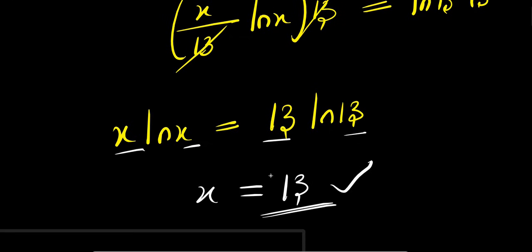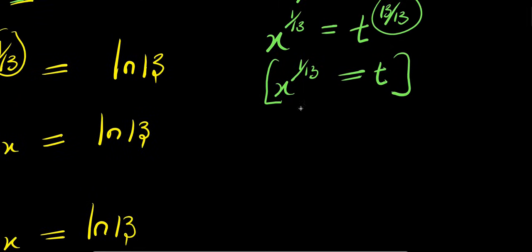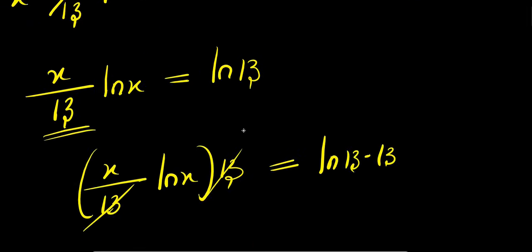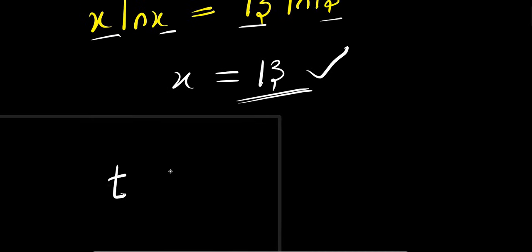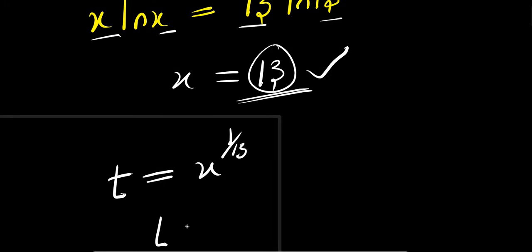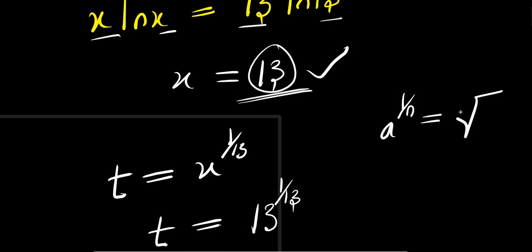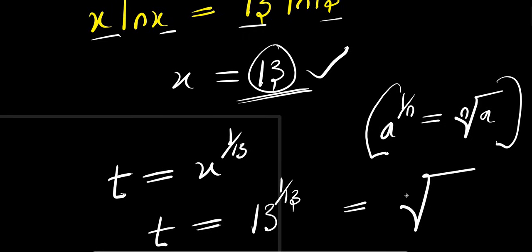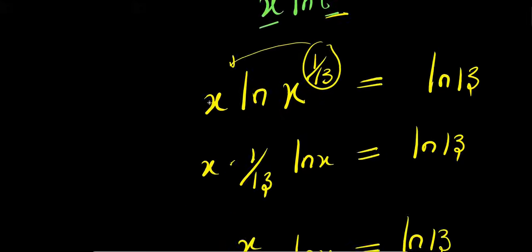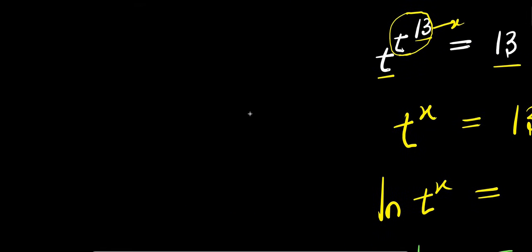Now we are solving for t. Let's get back to this equation: t equals x power 1 over 13. That means our 13 is x. We have t equals 13 power 1 over 13. And if you have a power 1 over n equals n root of a, this equals the 13th root of 13. So that is that. Let's consider this other method.